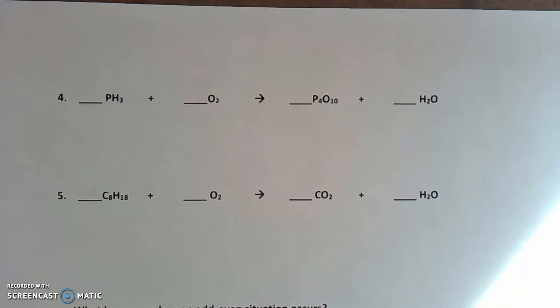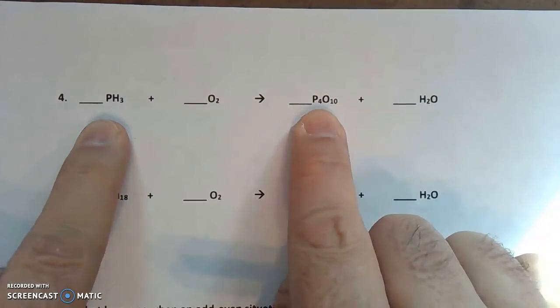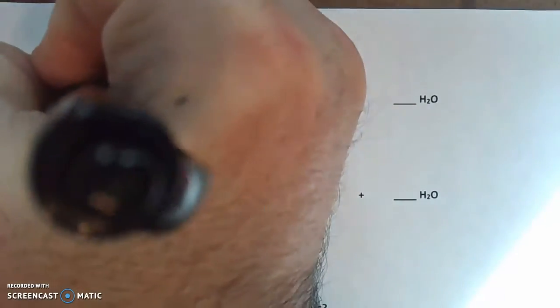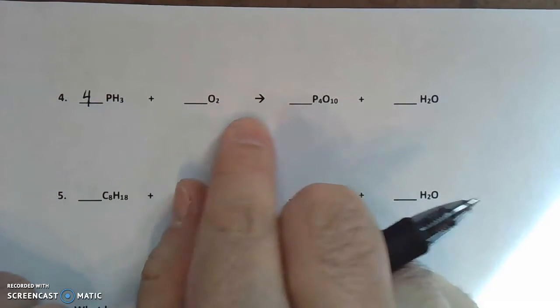Welcome back. So with this one, we have P, H, and O. Remember that we saved the H and the O for last, so we're going to balance the P's first. We have 1 P on the reactant side, and we have 4 P's on this side. So I have to put a coefficient of 4 over here. So my P's are balanced.